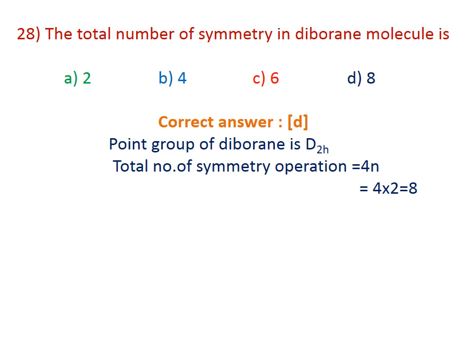28. The total number of symmetry operations in the diborane molecule is? First, we must know the point group of the diborane molecule. The point group of diborane is D2h. Therefore, the total number of symmetry operations is 4n, 4 into 2, that will be equal to 8. The correct answer is D. The total number of symmetry operations in the diborane molecule is 8.